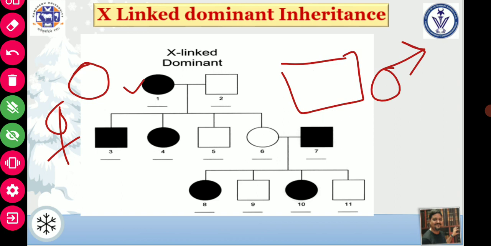Based on this pedigree chart, you try to find out the genotype. Many times in your board examination or in many competitive examinations, in objective questions, you will get such a picture and be asked to find out the genotype of a particular individual. So I urge you to take a piece of paper, draw this pedigree and try to find out the genotype of each and every individual, so that you can better understand how X-linked dominant, recessive and codominant traits are transmitted from one generation to the next.